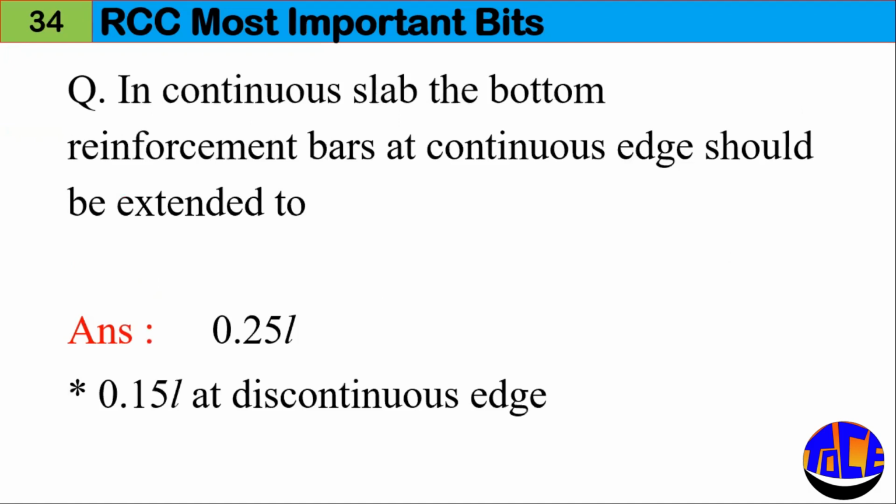Question number 34. In a continuous slab, the bottom reinforcement bars at a continuous edge should be extended to 0.25 L. So at a continuous edge, the bars are extended to 0.25 L, and at a discontinuous edge, the bars are extended to 0.15 L. 0.15 L at a discontinuous edge, 0.25 L at a continuous edge.